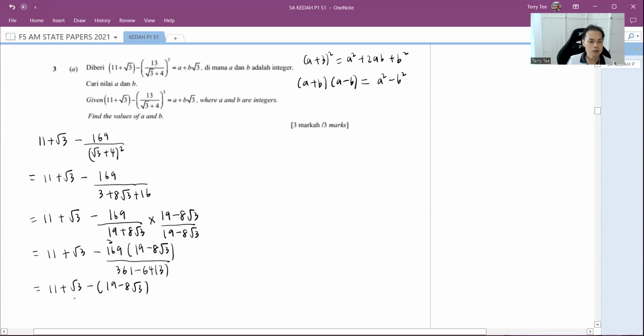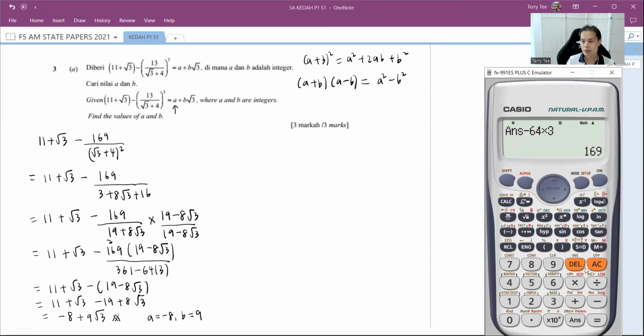Now, next, let's just expand this bracket. I do a bit slower here. 11 plus surd 3 minus 19 plus 8 surd 3. Since I need to give my answer in this form, a plus b surd 3, 11 minus 19 will give us negative 8. And then 8 surd 3 and 1 surd 3 is going to give us 9 surd 3. There you go, I got my answer. My a is therefore negative 8. My b is 9.